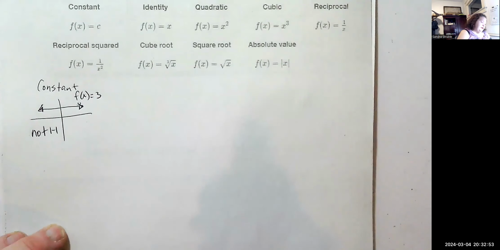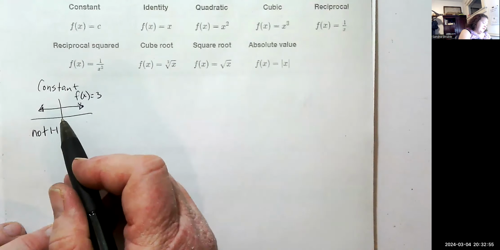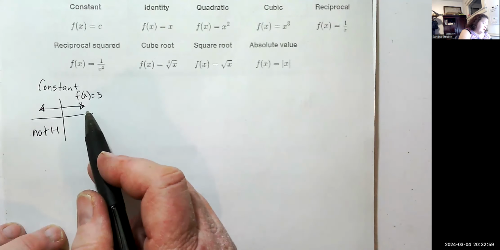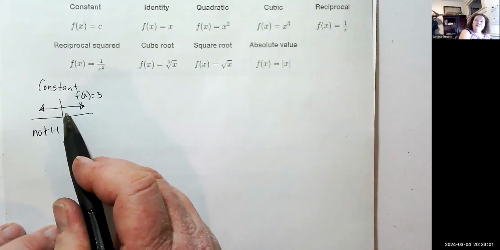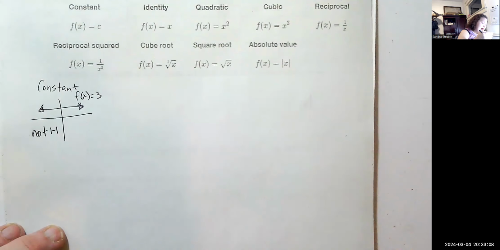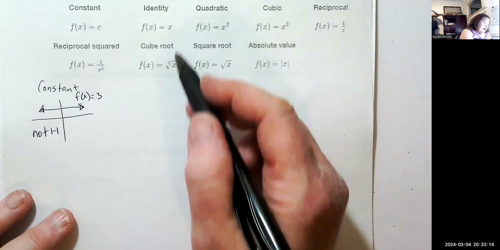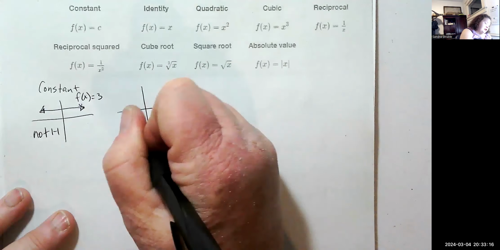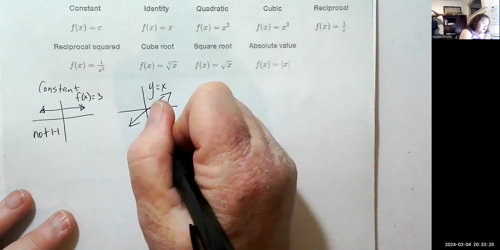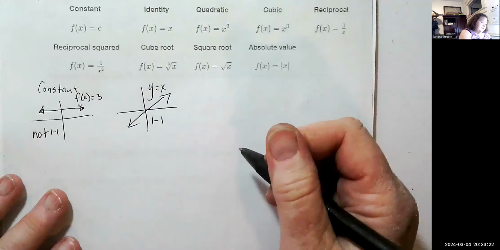Kind of a cool thing here, though, the domain for this is from negative infinity to infinity. And the range is just 3, just the set 3. And then the inverse of that, well, there is no inverse. So there's no inverse for this one. This one is identity function, y equal x. And that is one-to-one, so we don't have to worry about it.